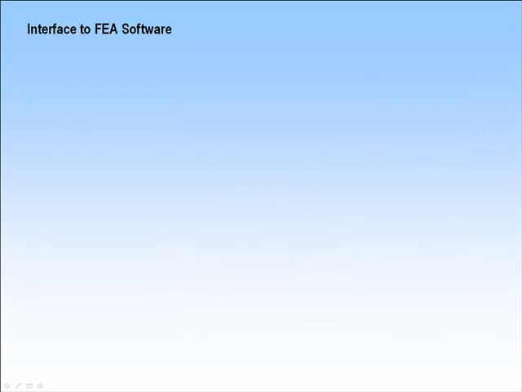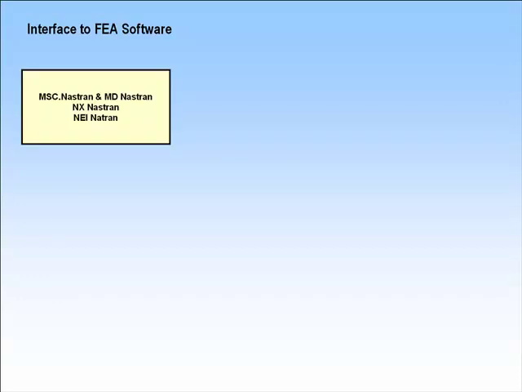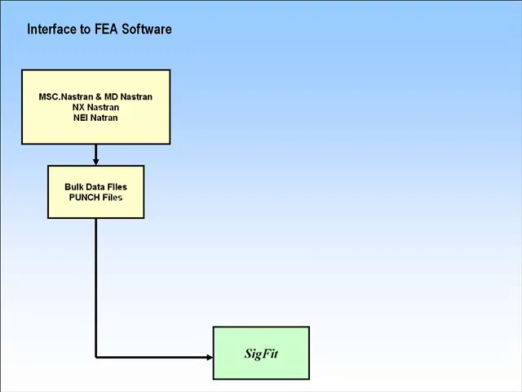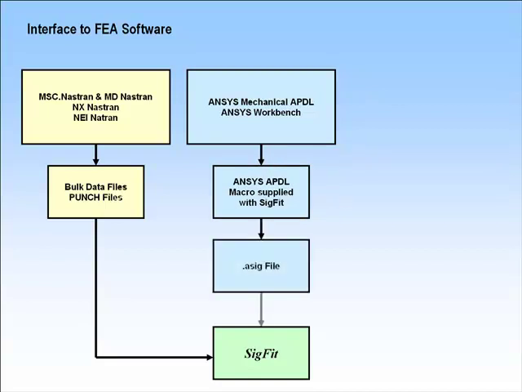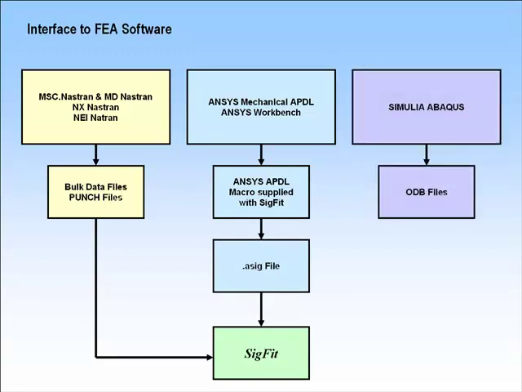Finite element analysis data is supplied to SigFit in methods dependent upon the FEA software to which the analysis is being interfaced. With MSC Nastran, MD Nastran, NX Nastran, and NEi Nastran, both bulk data files of the finite element model and punch files of the results are read by SigFit directly. With ANSYS Mechanical APDL and ANSYS Workbench, an APDL macro supplied with SigFit is executed to generate an asig file readable by SigFit. With Simulia Abaqus, the output database, or ODB, generated by Abaqus may be read by SigFit directly.